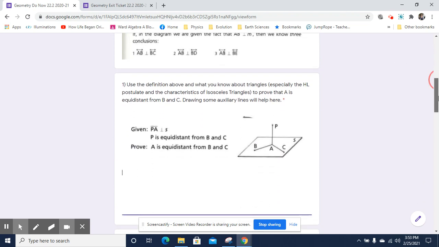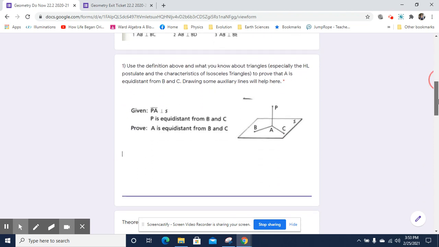So we're going to use this definition and what we know about triangles, especially the hypotenuse leg postulate and the characteristics of an isosceles triangle, to prove that A here is equidistant to B and C. And drawing some auxiliary lines will help us. So let's start off with the givens.